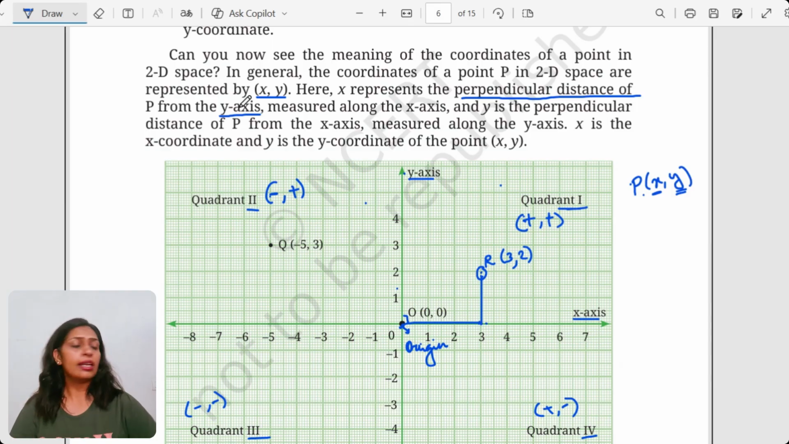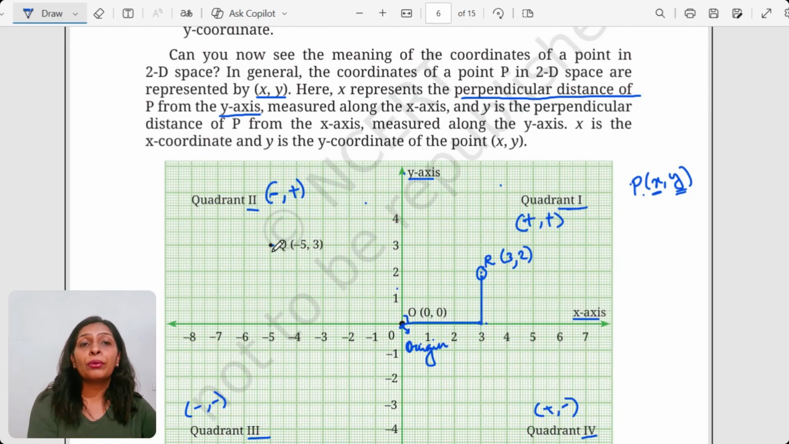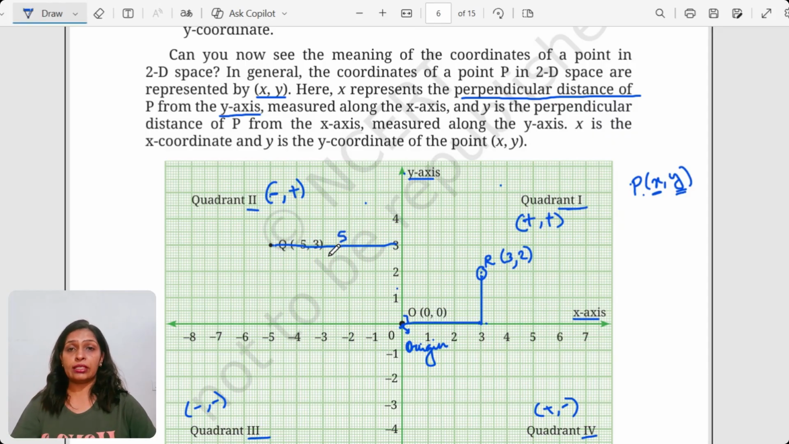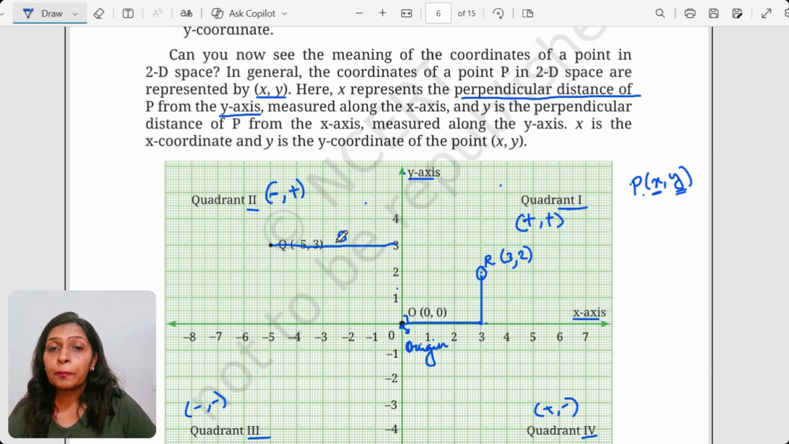What does that mean? Let us say I have this point again, point Q. If I ask you, how far is this point Q from the y-axis? The y-axis is this one, right? I'm asking how far this point is from the y-axis. So see how far it is. How many units is it covering? One, two, three, four, five. It is covering 5 units, right? But 5 is what? The x coordinate here.